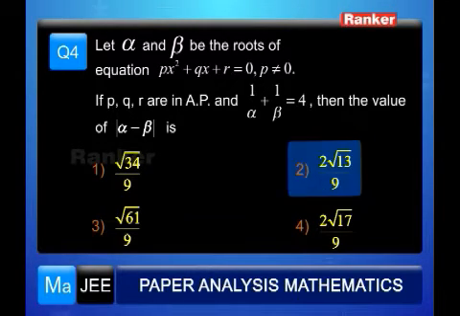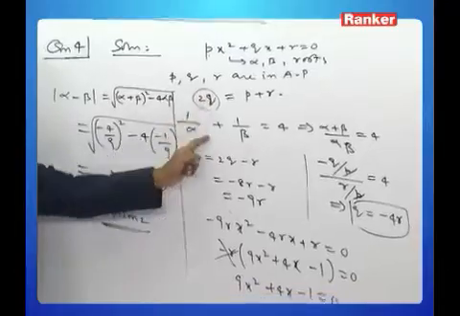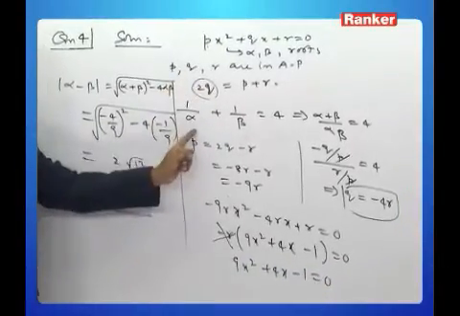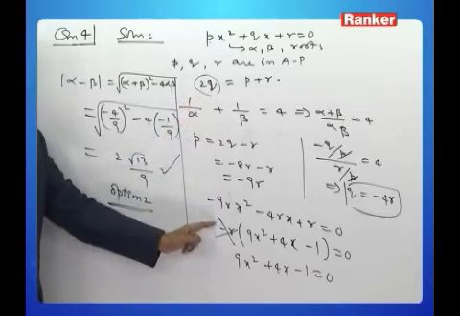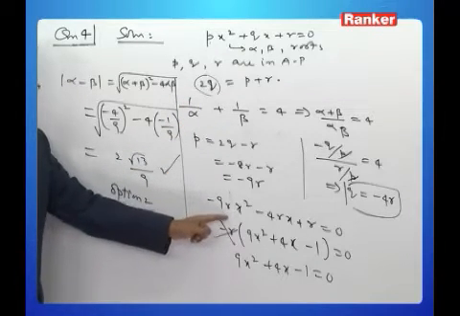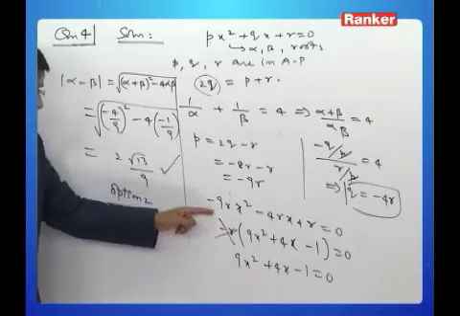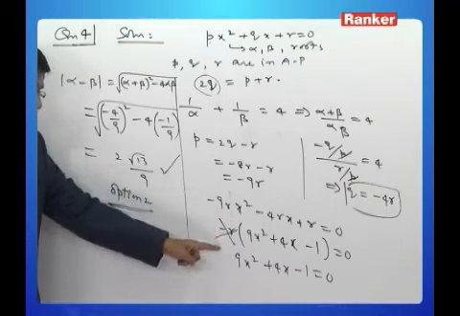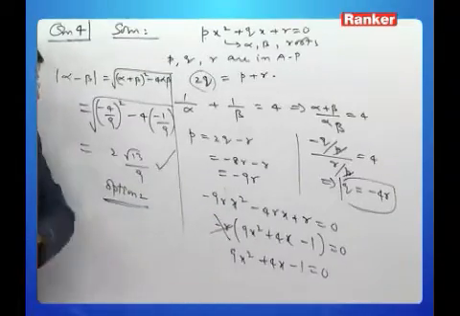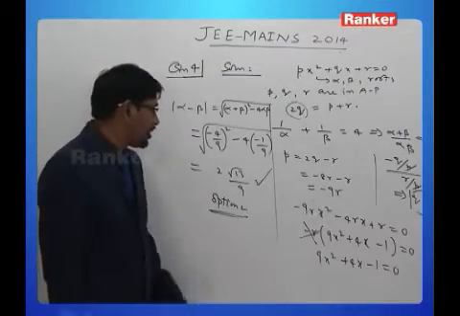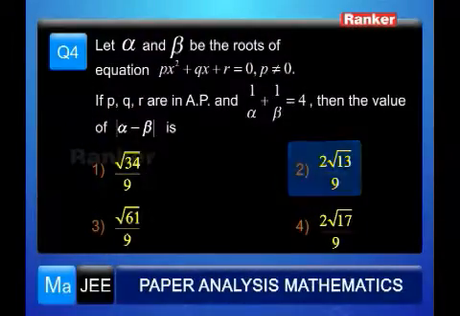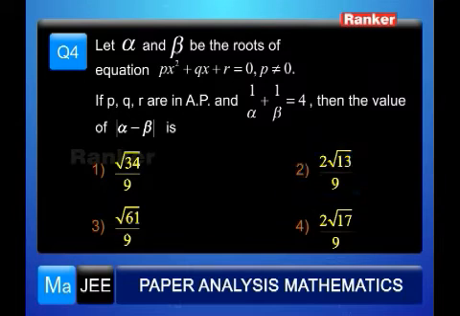So a simple calculation will give us 2 root 13 by 9, and that is option 2. So this equation, which is represented in terms of p, q, r, with the help of these two relationships, that p, q, r are in AP and 1 by alpha plus 1 by beta is equal to 4, we could bring in terms of a single coefficient, that is, a single parameter r. So we have the equation like this, and going by the formula for modulus of alpha minus beta, it's this. So clearly option 2 is the right answer.